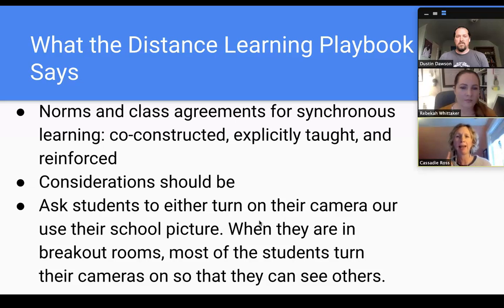I am a believer in the Distance Learning Playbook and I am a fan, but I'm not sure that I agree with that. I'm not sure that's what I've seen. So that's what the playbook says. Clearly there's some more work to be done around getting students to turn on their cameras. And so that's why we invited Rebekah Whittaker to join us today.